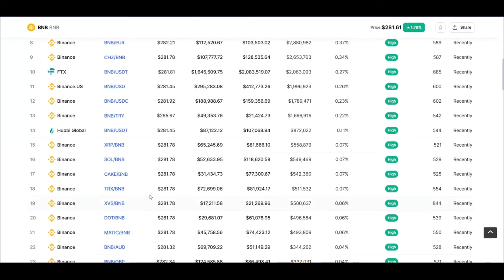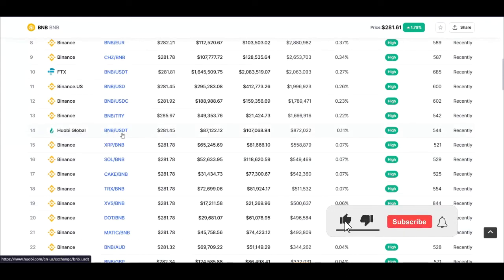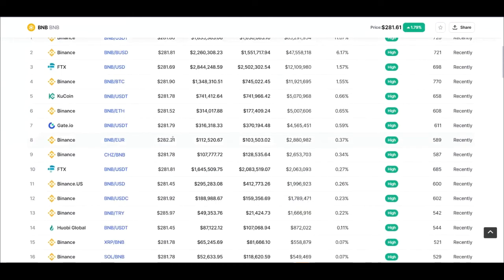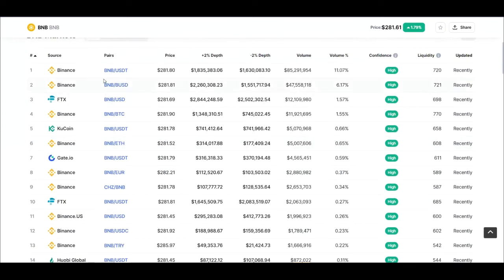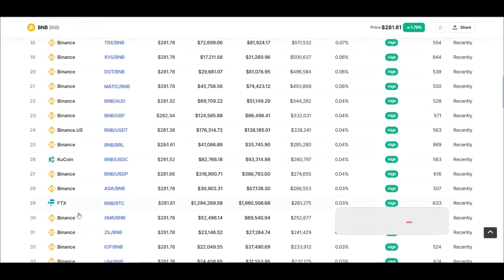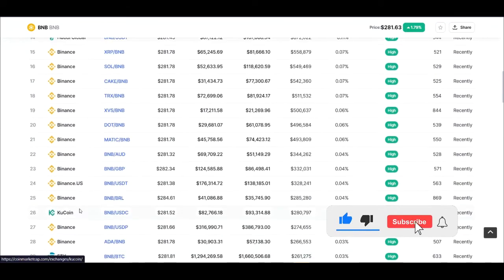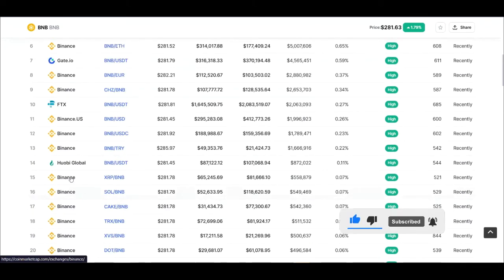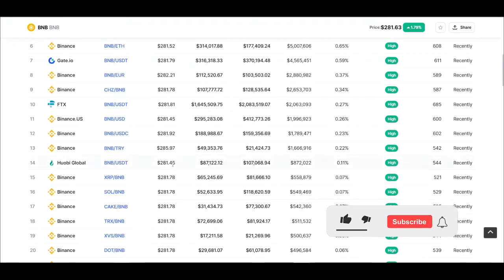Let me see. Okay, even at that, you see the difference. This is on Huobi. You see that BNB USDT is trading at $281.45. Then BNB BUSD or BNB USDT on Binance is trading at $281.80. So if you remove 45 cents from 80 cents, you're having about 35 cents. So that is the profit you would have made.